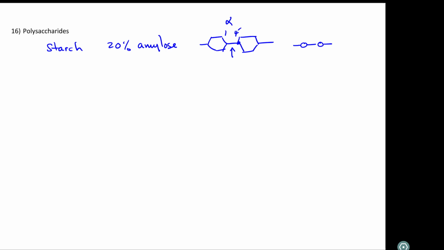So amylose is linear. It's a continuous 1,4 polymer of glucose. That's about 20% of the starch by weight. And then about 80% is called amylopectin. And this includes a bond that we haven't talked about.